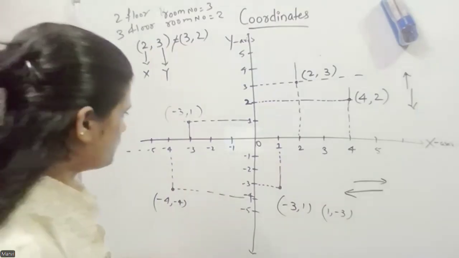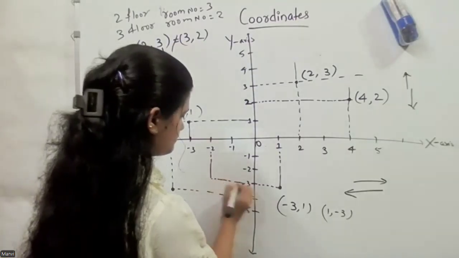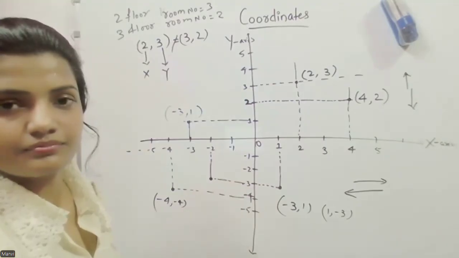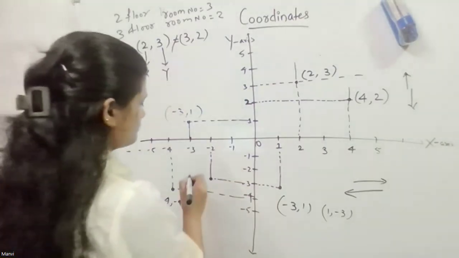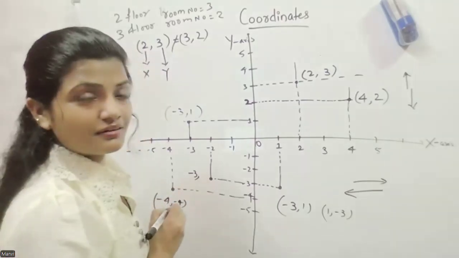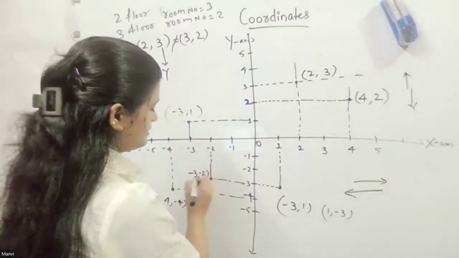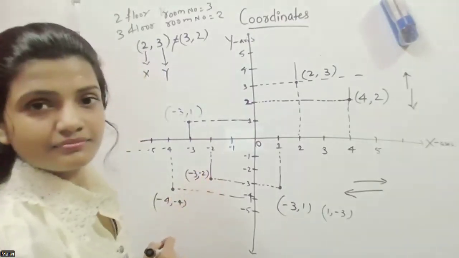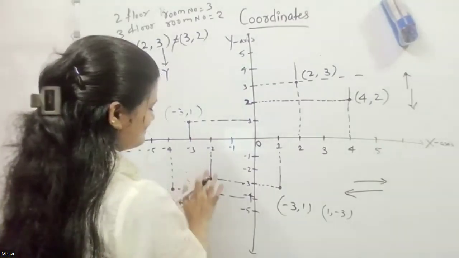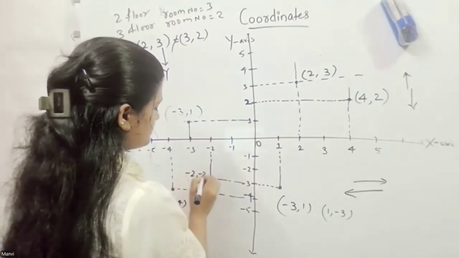Okay. Now, tell me the coordinate of this point. Is it minus 3, 1 and minus 3, 3? I said minus 3, not minus 3. It's minus 3, 3. Okay. Sorry. Minus 2 comma minus 3. Good.